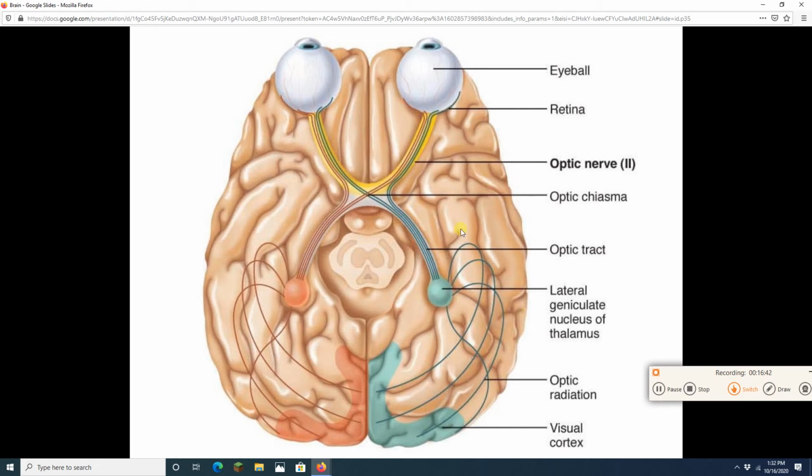And you can see it. Look at how when the axons come out of the back of the eye here, the retina, only some of them cross over, okay? Only some of them cross over. All right? So the consequence of this is that our visual fields are contralateral.